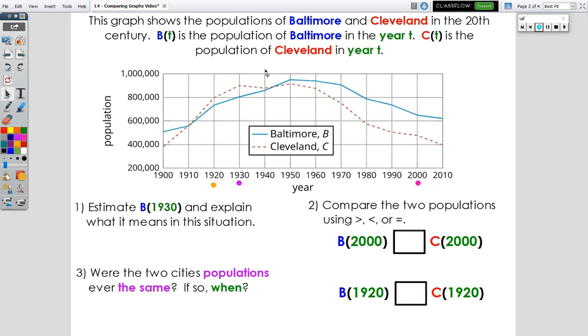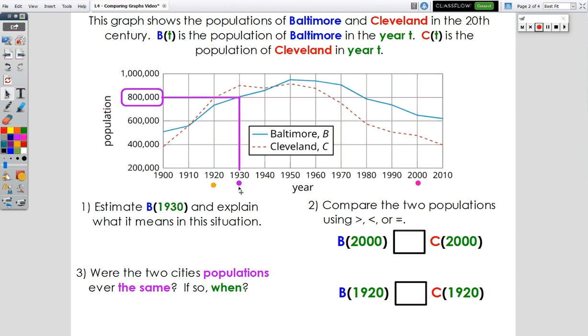Okay, this graph looks a little more complicated. It's showing two different populations, one for Baltimore and one for Cleveland during the 20th century. So the Baltimore population is marked by this blue line, we can tell that right here, and our Cleveland population is marked by our red line. The first question we want to answer says, estimate the population for Boston in 1930 and explain what it means in this situation. So, if I'm looking at 1930, that's right here.